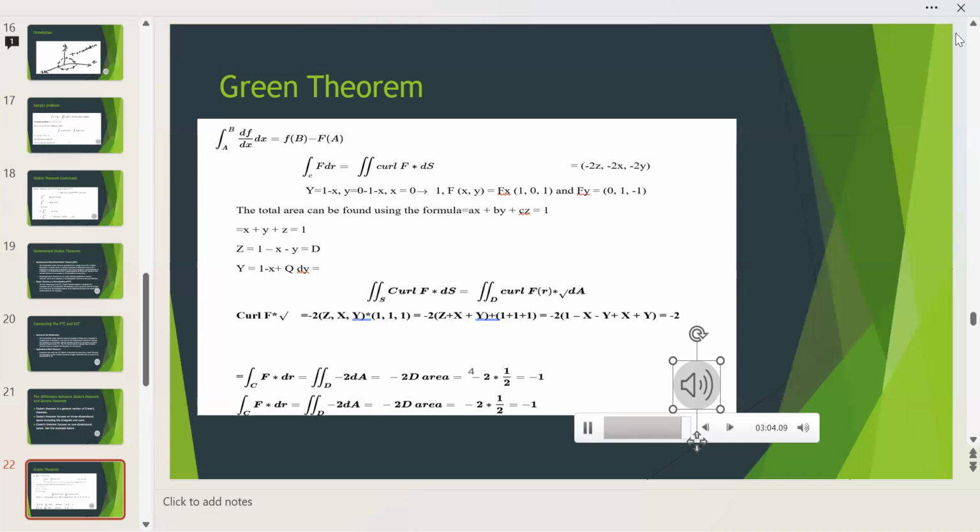So the integral over C of F dot dr is equivalent to the double integral of negative 2 dA, which is equivalent to negative 2 times 1/2, which is equivalent, like I said, to negative 1.